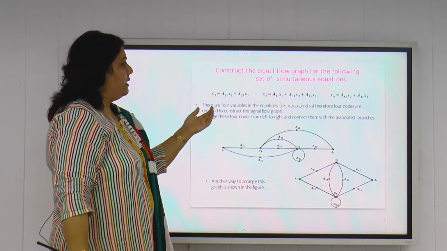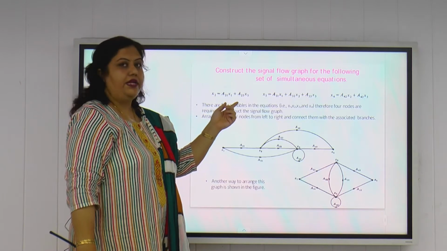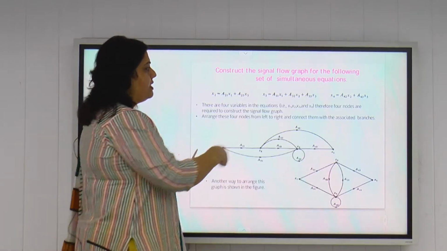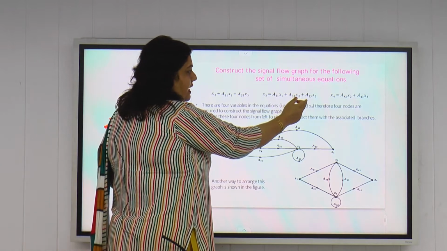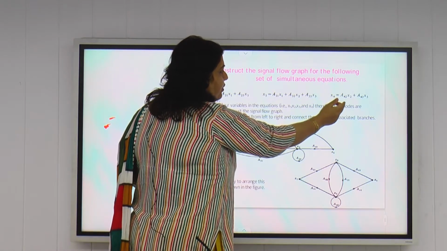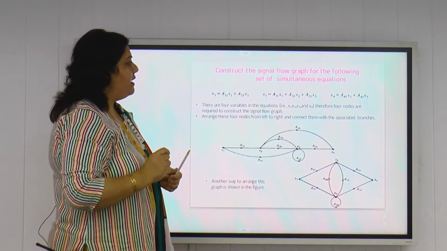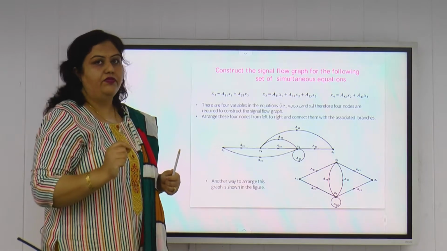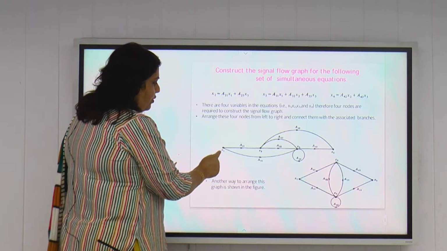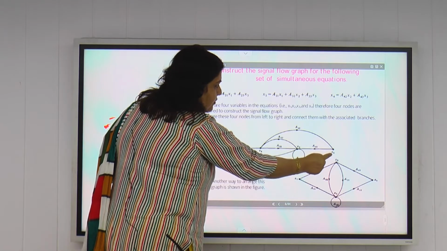Another example, there are three equations here in this system. x2 is equal to a21 x1 plus a23 x3, x3 is equal to a31 x1 plus a32 x2 plus a33 x3, x4 is equal to a42 x2 plus a43 x3. As we can see from these equations, we have x2, x3, x1 and x4. These are the four nodes. So corresponding to these four nodes, we have this x1, this is x2, this is x3 and this is x4.